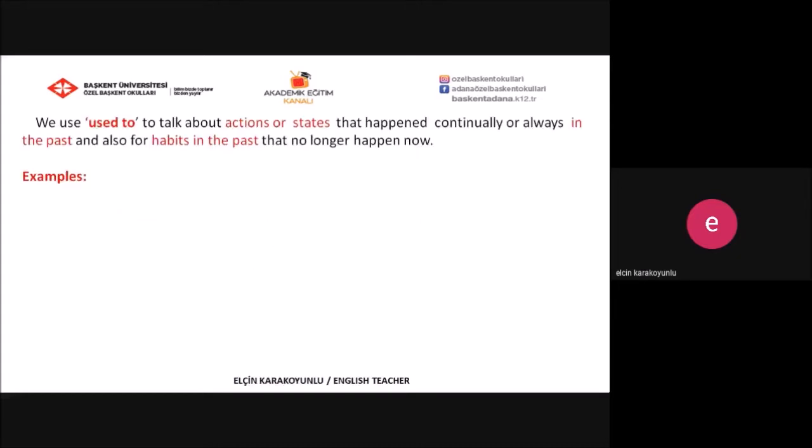Let's start. We use used to talk about actions or states that happen continually or always in the past, and also for habits in the past that no longer happen now. Let's check the examples. The first one. I used to play basketball when I was in high school. As you can see in this sentence, used is used to talk about an action that I did continually in the past, and it means that I don't do it anymore.